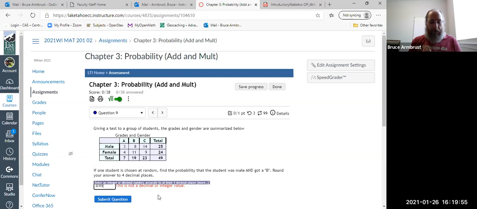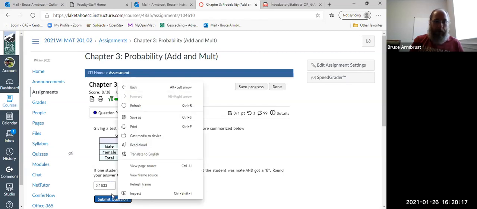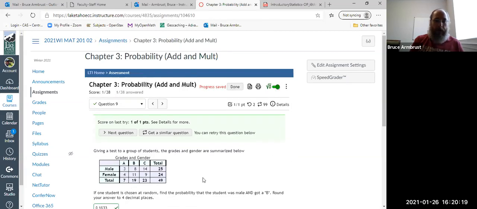I actually want the points, so let me see what I get here. 0.163, how many decimals did I say? 4 decimal places. Okay, so it's 0.1633 if we round to the 4th decimal place. All right, so submit my question. Yay, score on my last try, 1 out of 1. I got the green check mark.